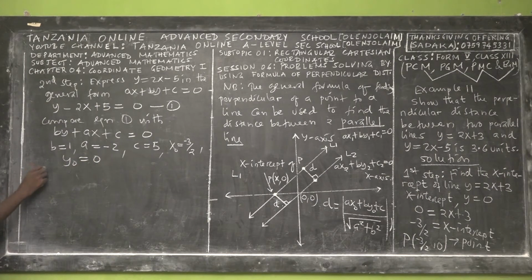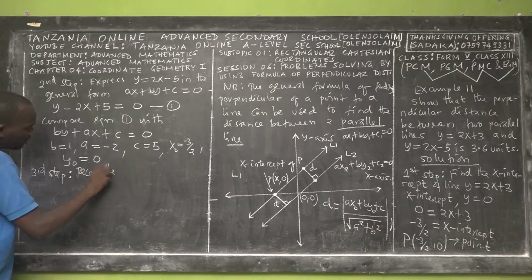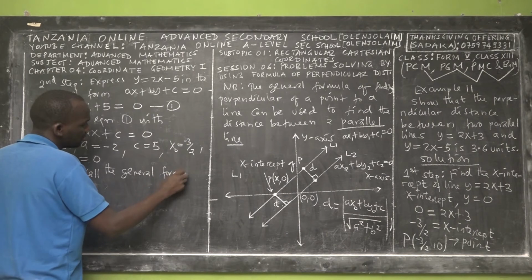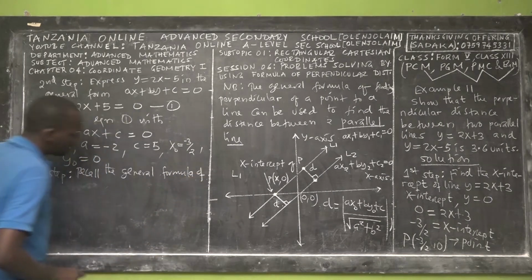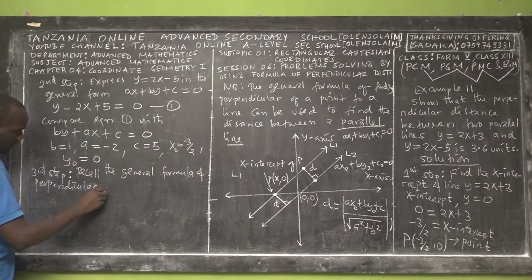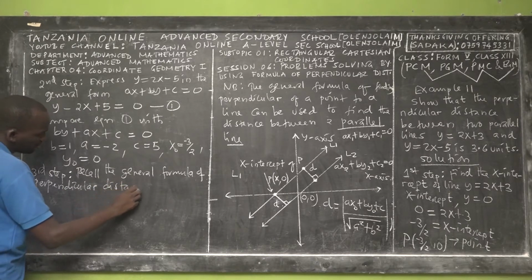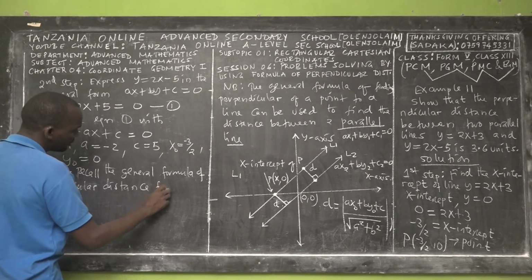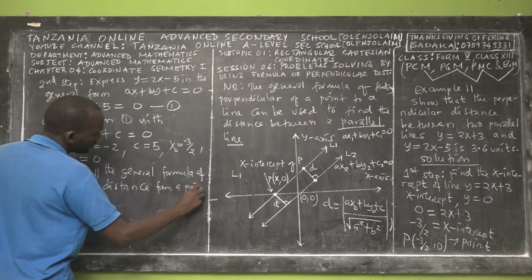So you go for the third step. We have to recall the general formula of perpendicular distance from a point to a line. The general formula of perpendicular distance from a point to a line.